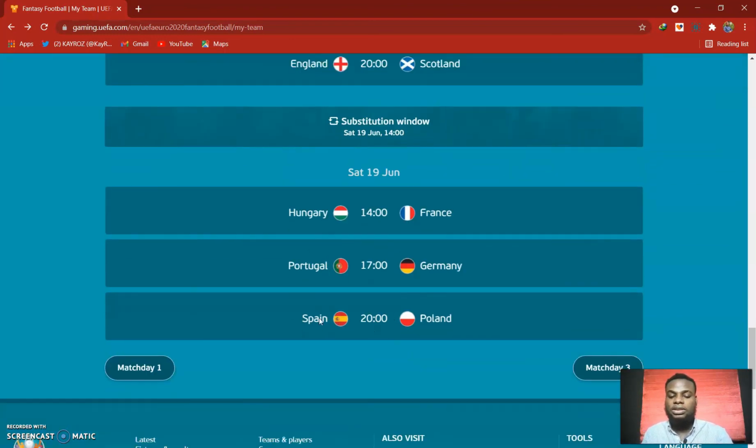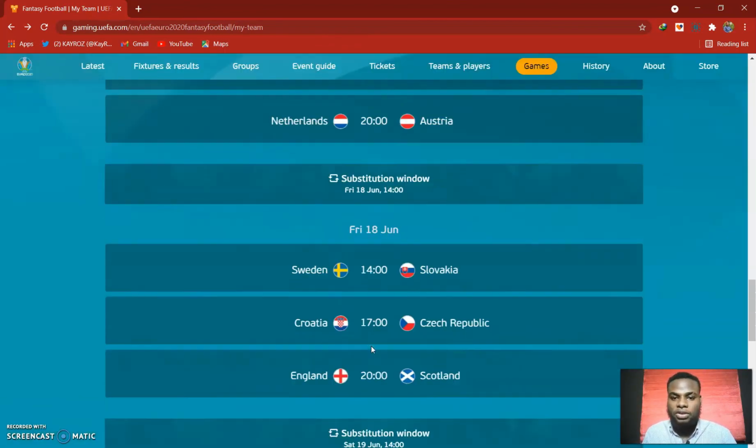Spain versus Poland, same thing here. After their first game, I would like to see which players start, which players maintain their positions and the rest, so I would know whoever I want to pick for them.